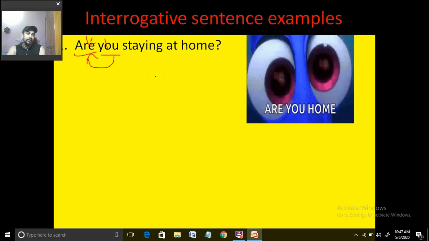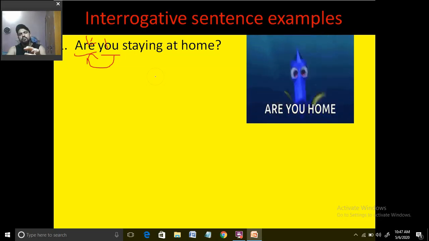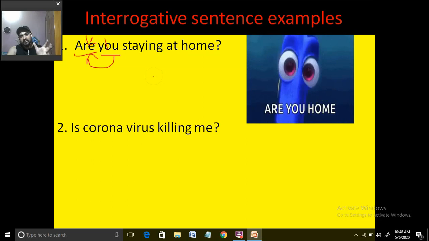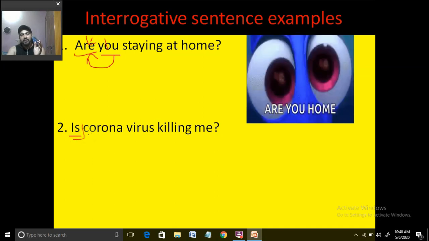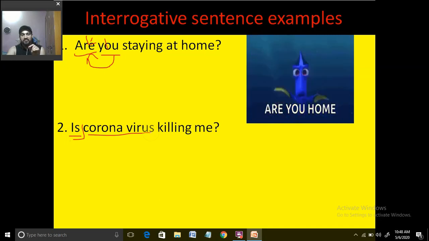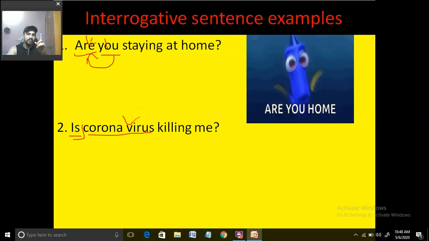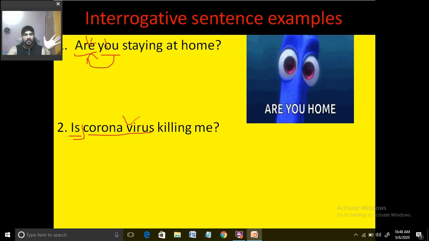Okay, then you see, are you staying at home? The image is quite clearly telling you, are you staying at home? Then, is coronavirus killing me? So we are aware of it that there is a coronavirus and we are worried about it. So the question is asked with the helping verb in the beginning is singular because coronavirus is singular, but it is actually heavier than, or in even, you know, the worst enemy of humanity. A singular virus is handling the whole of humanity.